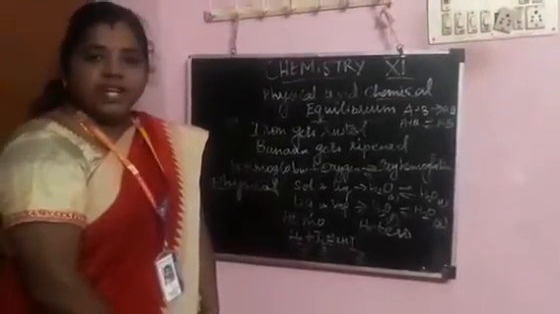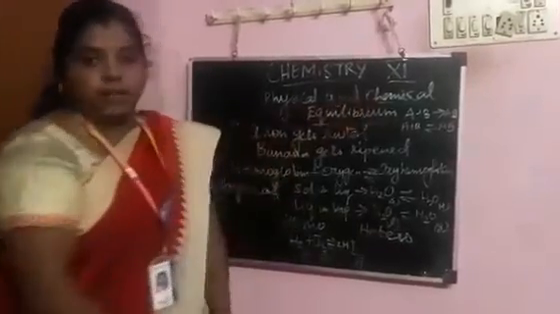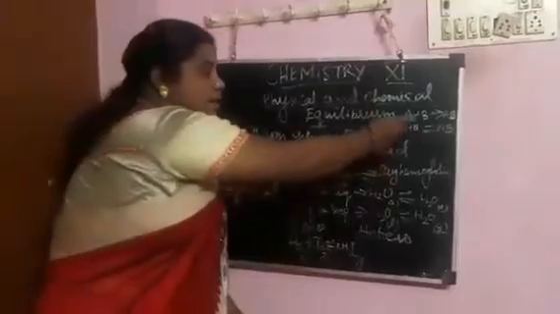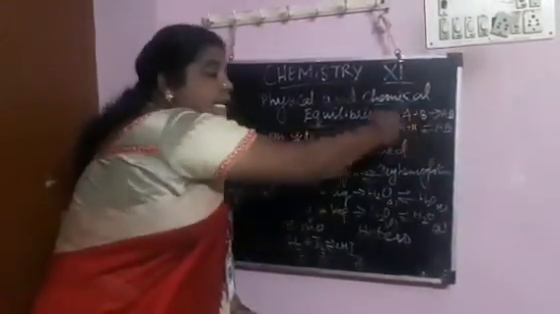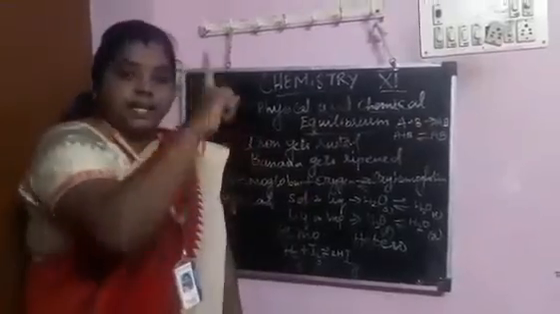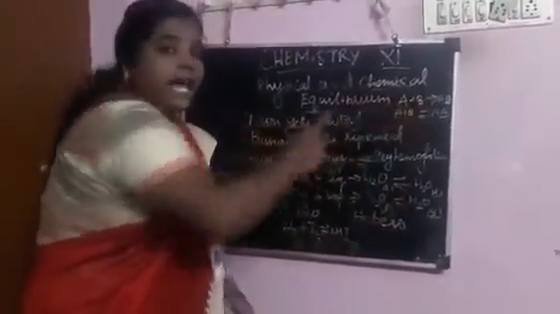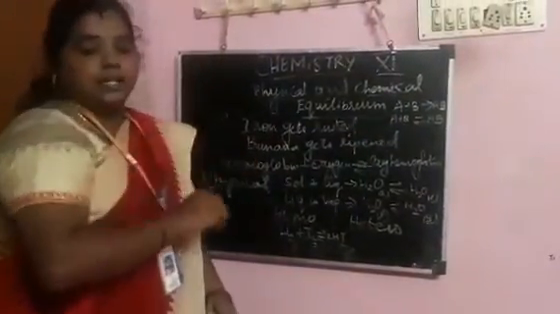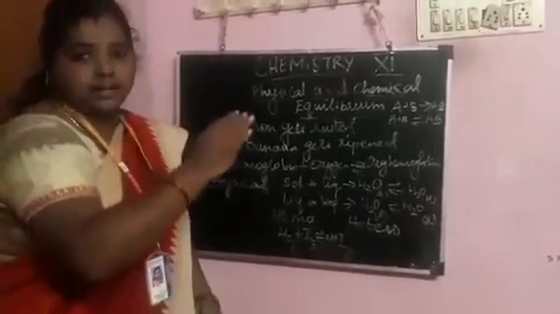Today, for the 11th standard, I am going to explain the topic: physical and chemical equilibrium. In chemistry, we know that reactions are usually given in the form of a single-headed arrow. That means the reactant forms the product. If it is given with a single arrow, it means it never gets back into the reactant state. Once the product is formed, it never gets back into the reactant state.